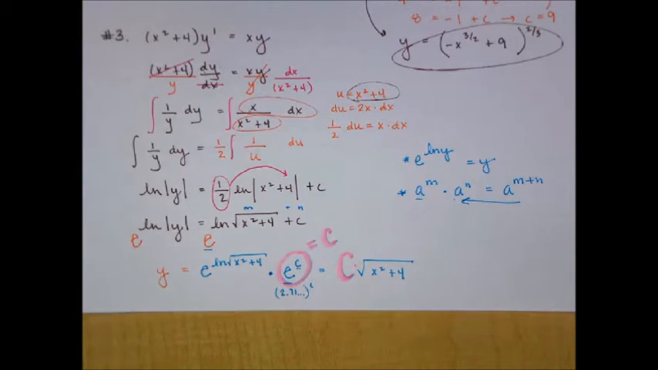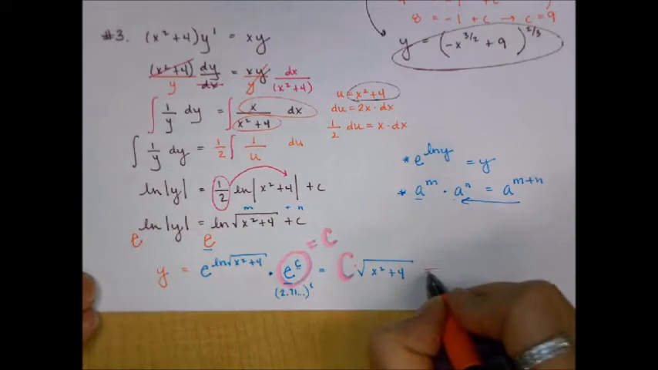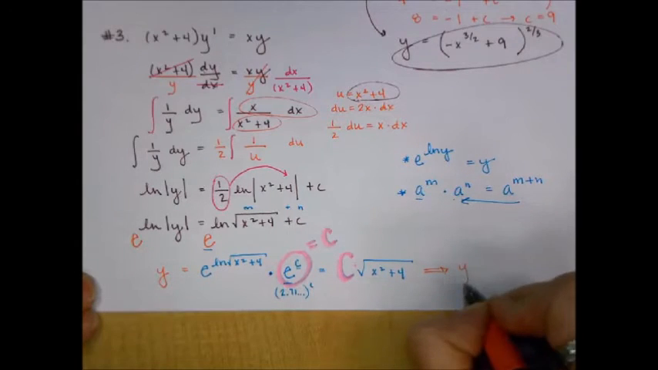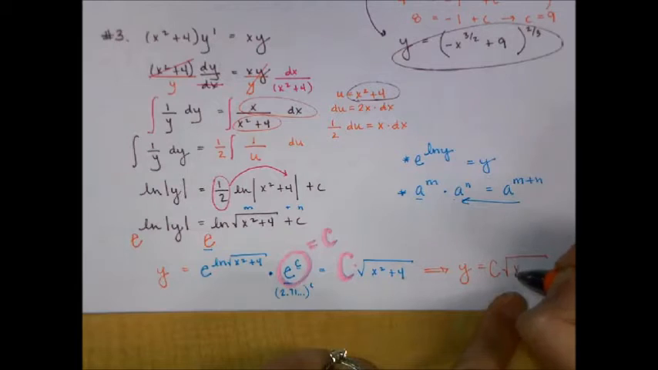So we'll get a lot of practice with this. And I'm just going to write it one more time. So y is equal to c times the root of x squared plus 4. So that is what our answer will look like.